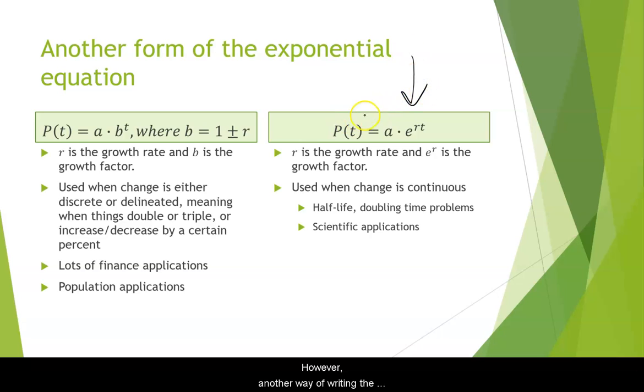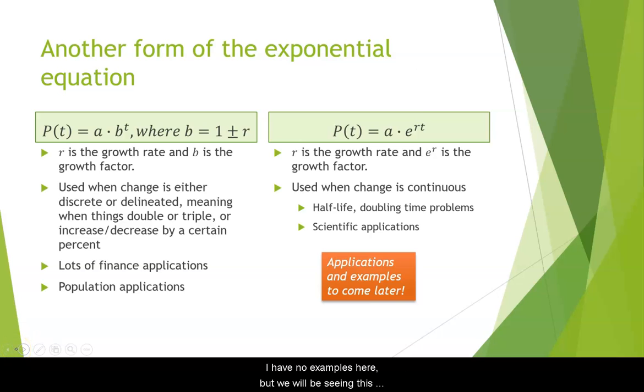However, another way of writing the exponential equation is instead of writing our base b, we have this e to the r power. R is still the growth rate, but e to the r is the growth factor. And this is useful when we're talking about scientific applications like doubling time and half-life. I have no examples here, but we will be seeing this again soon.